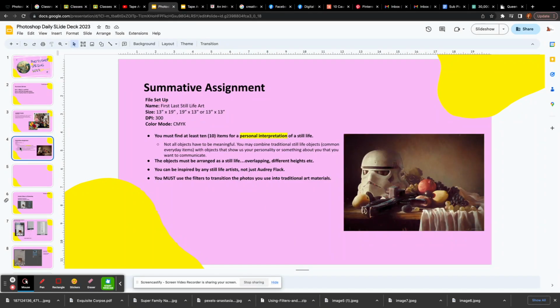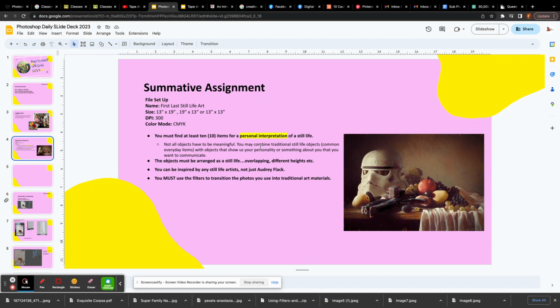Your summative assignment is to set up a file: your first name, your last name, title of still life art. You can choose 13 by 19, 19 by 13, or 13 by 13, depending if you want to work portrait or landscape. I will tell you that most of you will be 19 inches wide by 13 inches tall for this one, because most still lifes are going to be landscapes. Not all of them, and you can decide. Color mode is CMYK, and your DPI is 300.